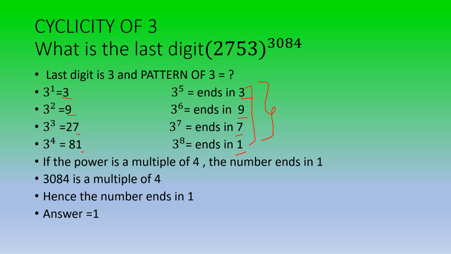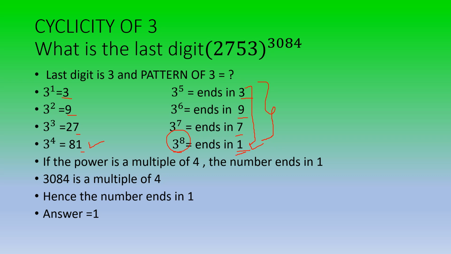Now if the power is a multiple of 4, 3 power 4 ends in 1, again 3 power 8, 8 is a multiple of 4, the number will end in 1. If you consider 3 power 12, 12 is a multiple of 4, the number will end in 1.